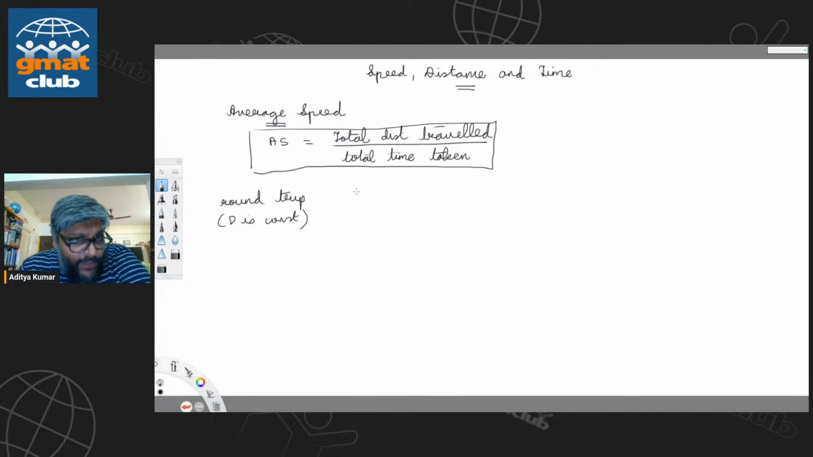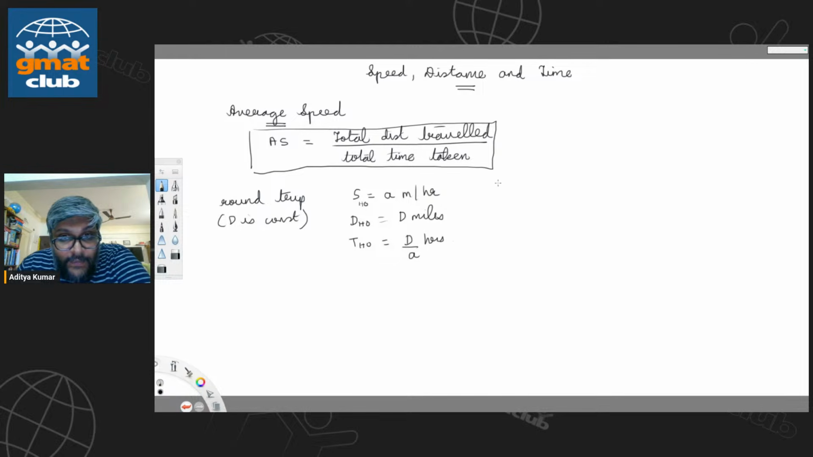Let's take an example. Let's say that I travel from home to office at the speed of A miles per hour. Let's say the distance from home to office is D miles. So if I have the speed and I have the distance, I can find out the time that I take from home to office. So time is distance by speed. So that would be D by A hours.